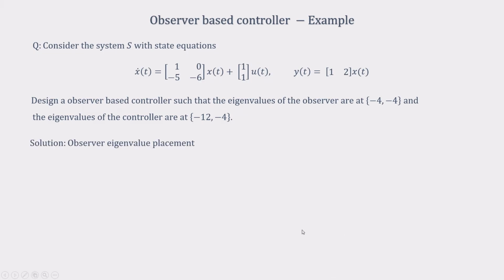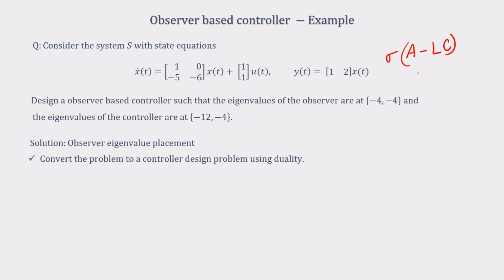So, let us first go ahead and convert the problem to a controller design problem. We will design the observer first. You can do the other way around also, but here I am just designing the observer first. To design the observer, I will convert this problem into a controller design problem. What do I mean by that? Remember, if I have to design the observer, what I am trying to do is place the eigenvalues of this A minus LC at minus 4 and minus 4.